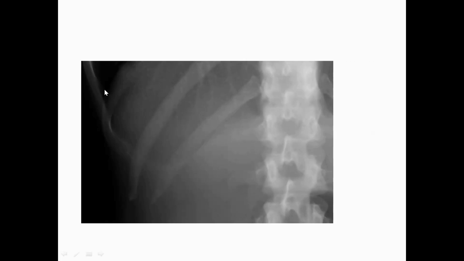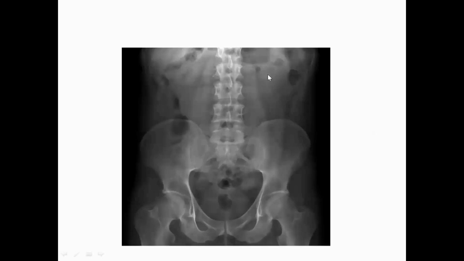If you see here, costophrenic angle, this is the posterior part of the lung base, okay? And this is the costophrenic angle. And then what else are you going to see? You're going to see here the psoas shadow. You see these shadows? So these two shadows, psoas muscle.